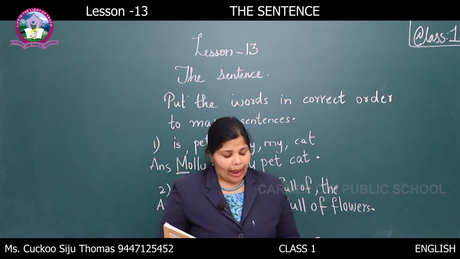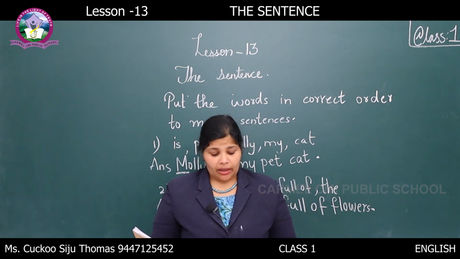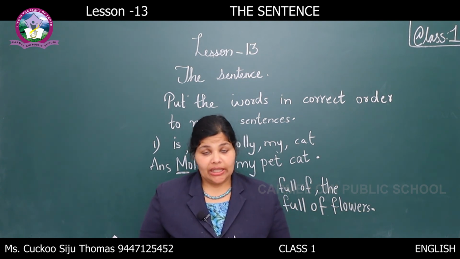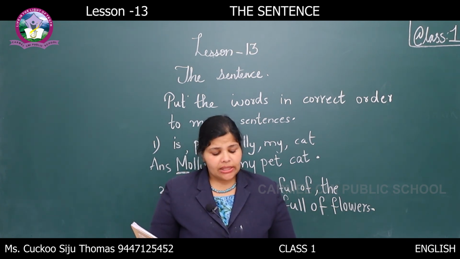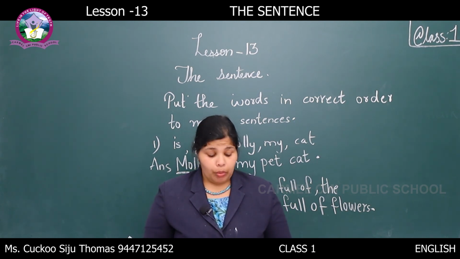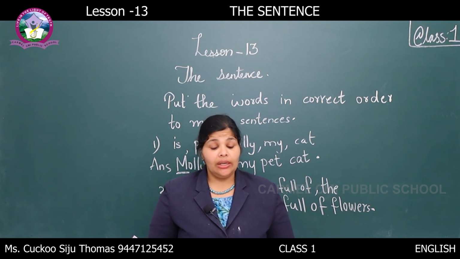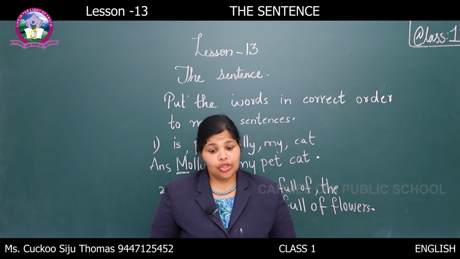Fourth one, blue cap has Jack a. Who has a blue cap? Jack. Jack has a blue cap. Jack, J will be a capital letter. It's a name and it's the beginning of the sentence and you will end with a full stop. Sweets the little likes to boy eat. Who likes to eat sweets? The little boy. The little boy likes to eat sweets. So, the has to become a capital letter T. Then you end with a full stop.